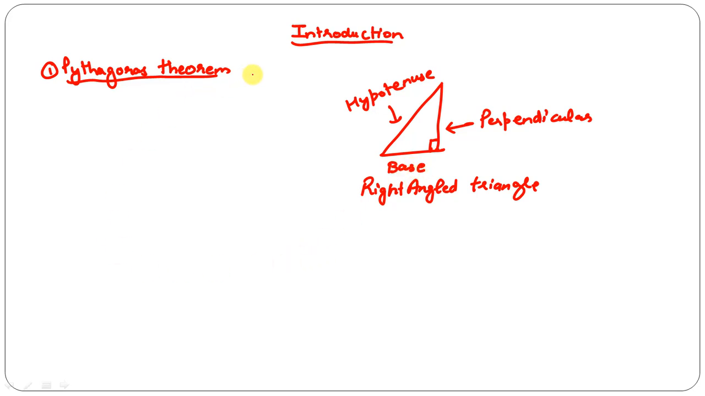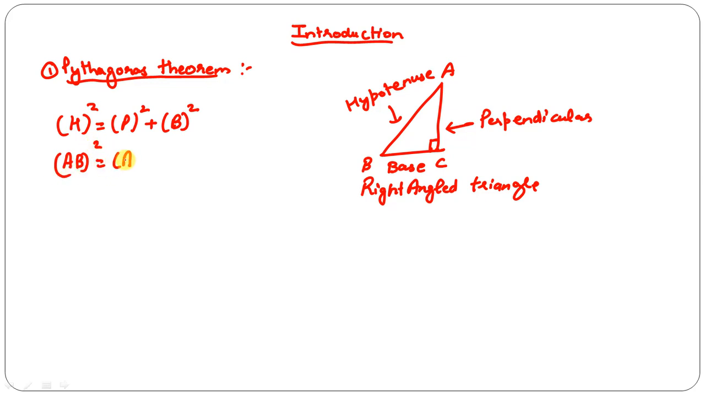So according to Pythagoras theorem, hypotenuse square is equal to perpendicular square plus base square. If this triangle is named ABC, then hypotenuse square, that means AB square, is equal to perpendicular AC square plus base BC square. So this is your Pythagoras theorem.